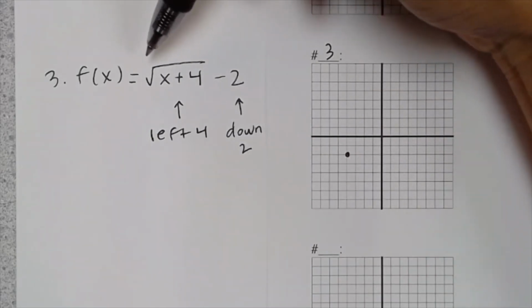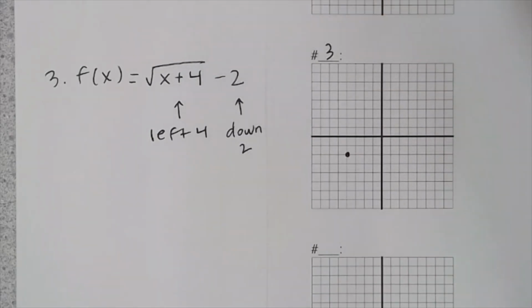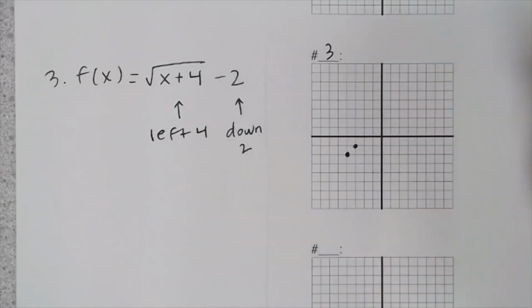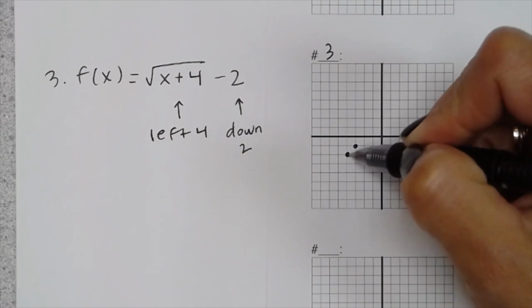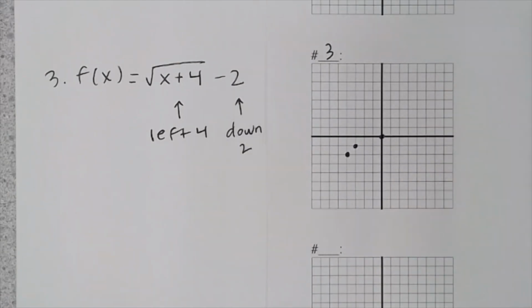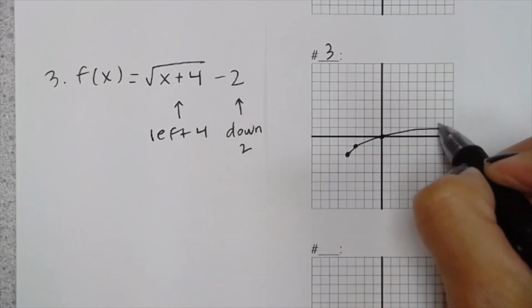And there is not a reflection across the x-axis, so there's no negative in front. So your graph is going to follow the same pattern of right 1, up 1, then go back to this point right here, and we're going to go right 4, up 2, and you get this graph.